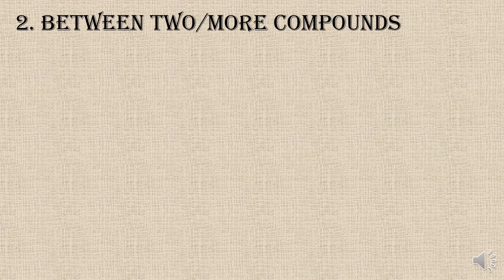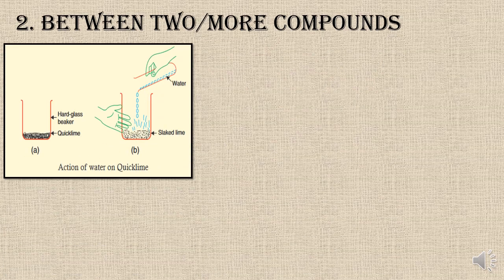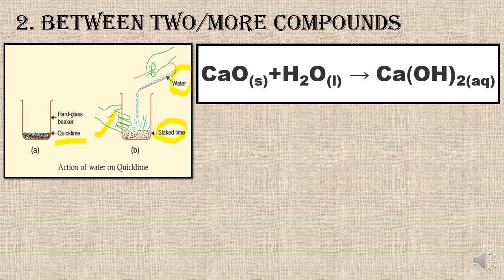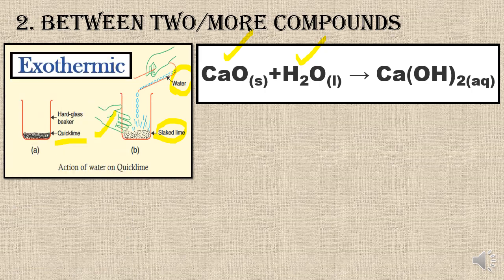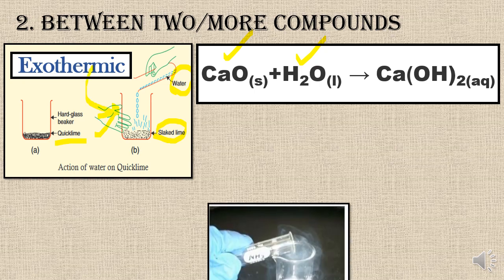Number 2, between 2 or more compounds. Let's take some amount of quicklime in a beaker and add water slowly to it. You will notice the formation of slaked lime along with the evolution of heat. Here you can see that both the reactants are in their compound forms. One is calcium oxide, another is water. Now, what will be the nature of the reaction? Yes, it is exothermic in nature. Why? Because energy is evolved here.